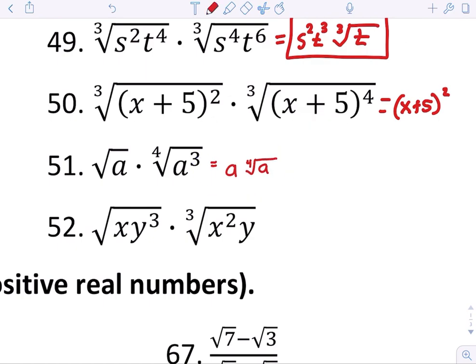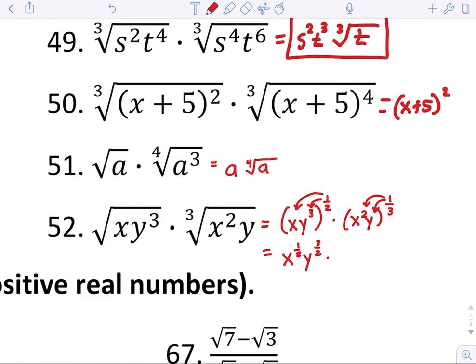Little tricky. Okay, here's the juggernaut. So this, they don't have the same root, so we can't multiply them together, right? So let's get them into exponents. x, y to the 3rd, to the 1/2 power, times x squared y to the 1/3 power. So let's distribute this 1/2 and multiply it to each power on the inside. We are going to get x to the 1/2, y to the 3/2 times x to the 2/3, y to the 1/3.